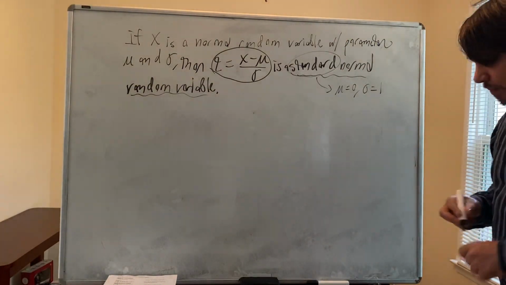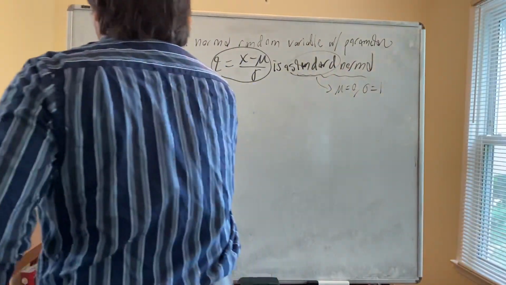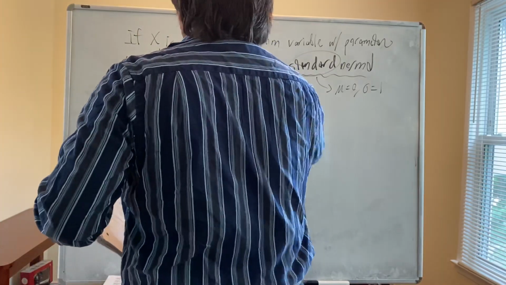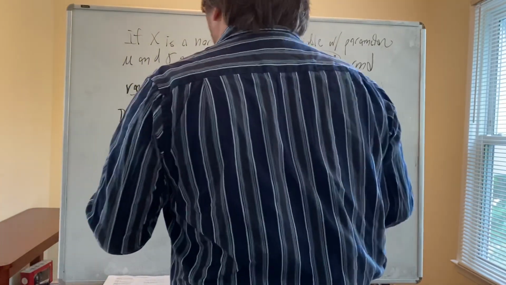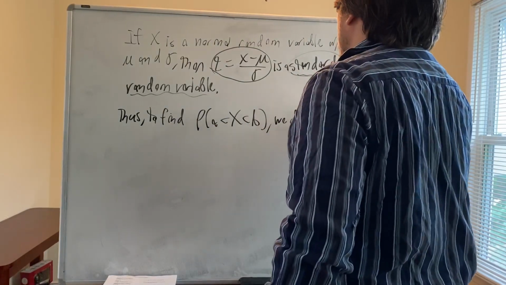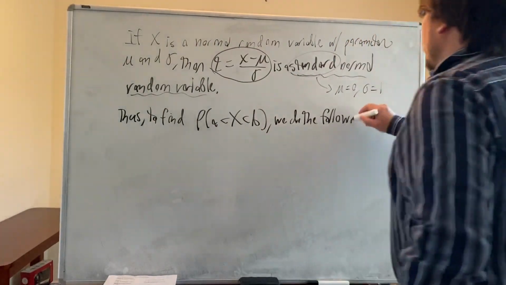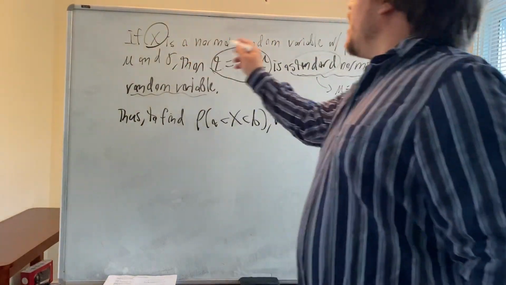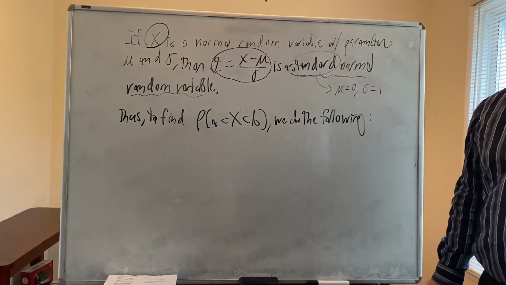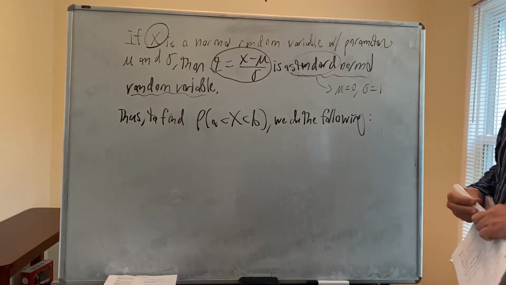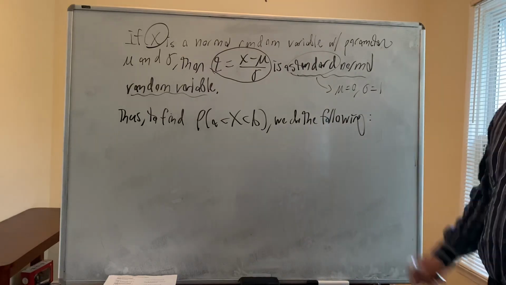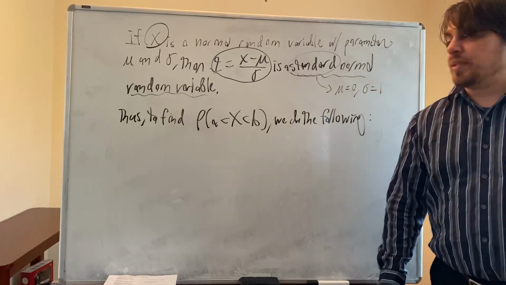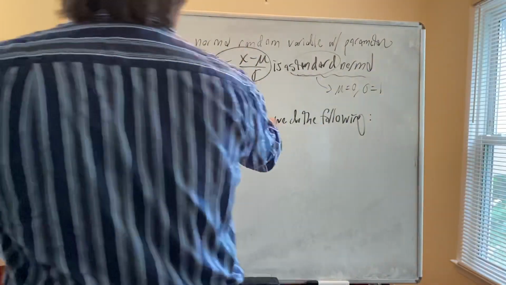Okay, let's keep going. Thus, to find the probability that a is less than X less than b, we do the following. Remember this is for X. X is only a normal random variable, not a standard one. Table 3 in Appendix C tells you the values of a standard normal one. And so we have to translate this probability into a standard normal probability.